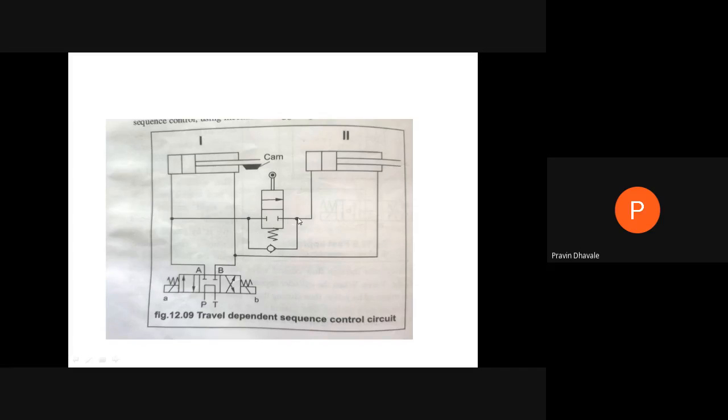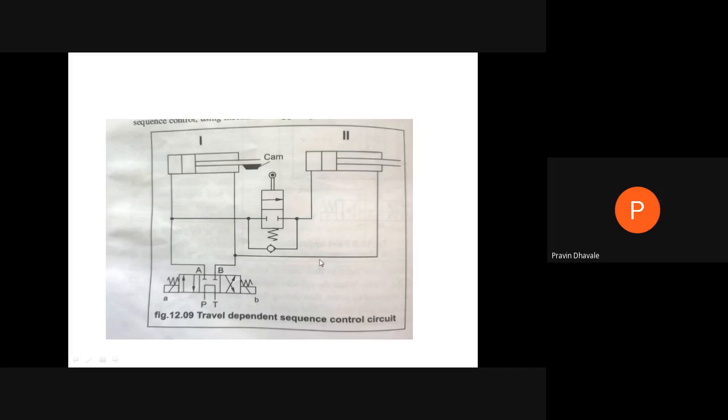It allows the flow only in a left hand side direction. It does not allow the flow from left to right. It will be blocked, but it allows the flow from right to left. Means in second position, when we are shifting this B knob, at that time, whatever the fluid coming from the P, it will be connected to the B.